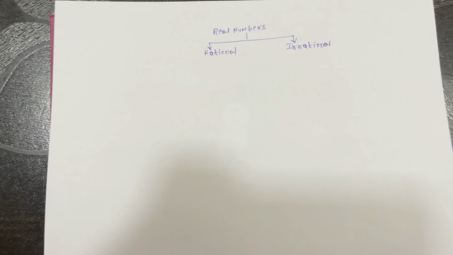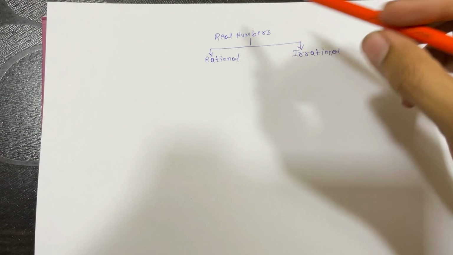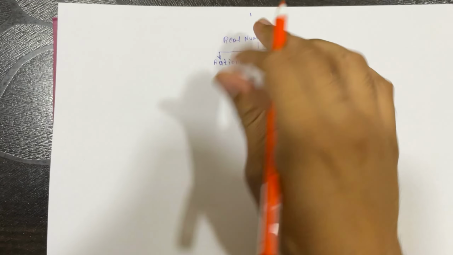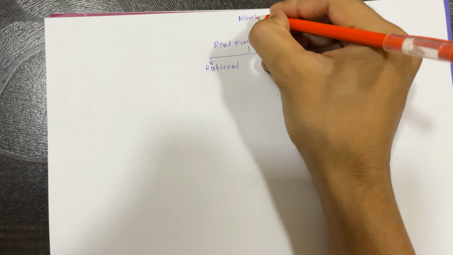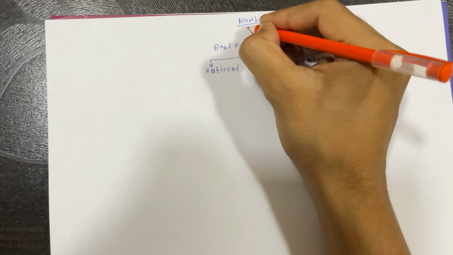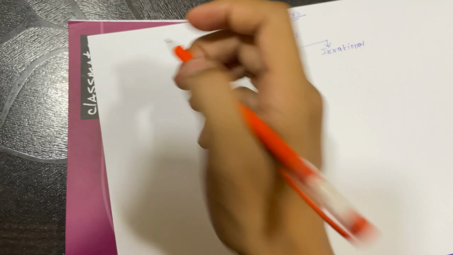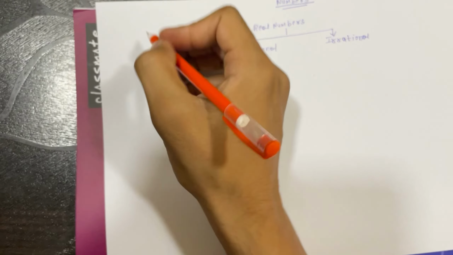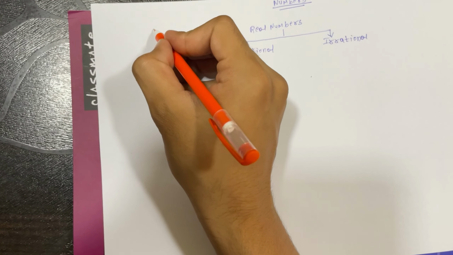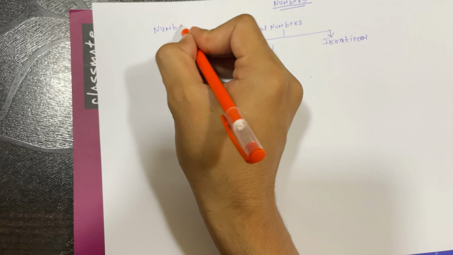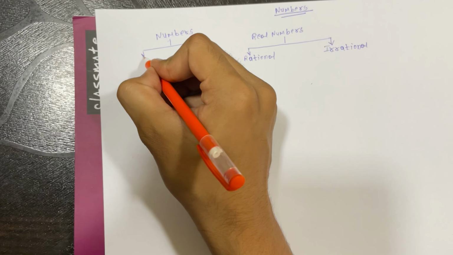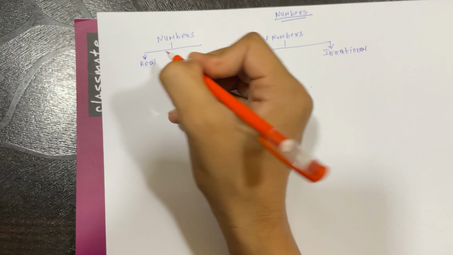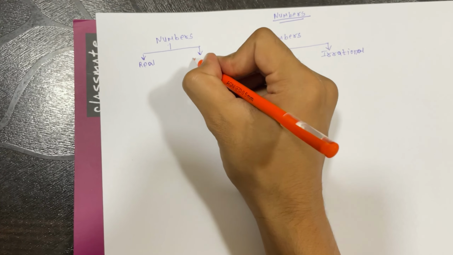So let's start. We are going to start with numbers. I have written here this real number, ignore this. Numbers are classified in two types. One is real number and another one is imaginary number.